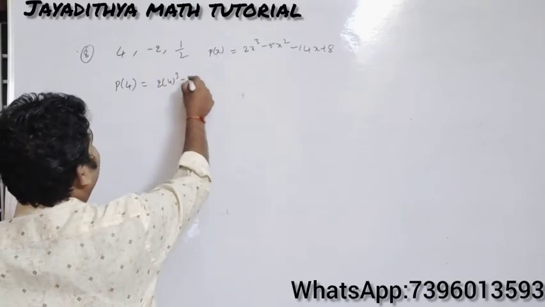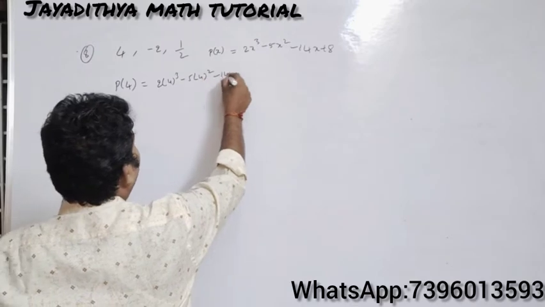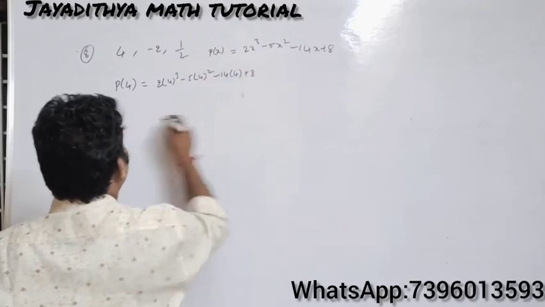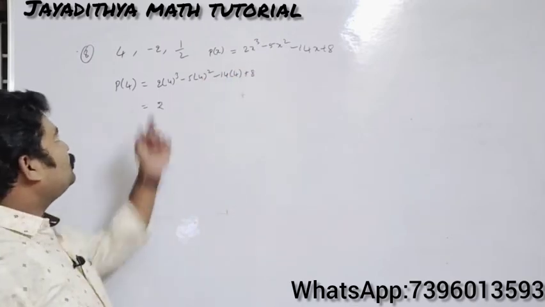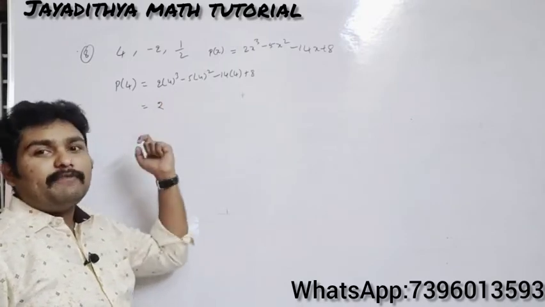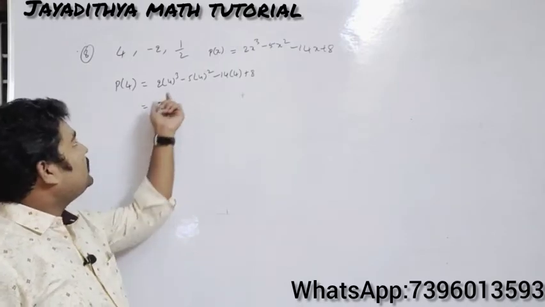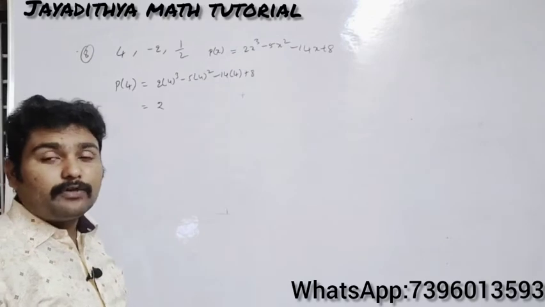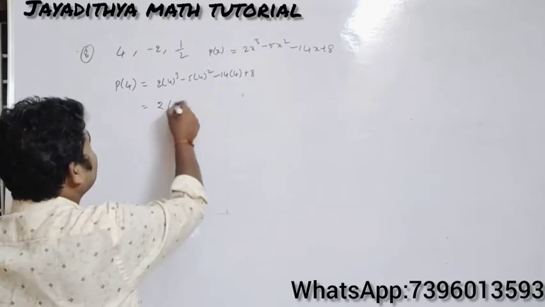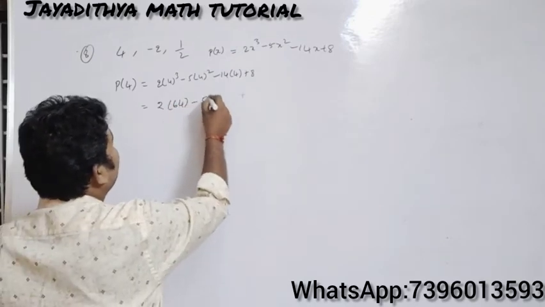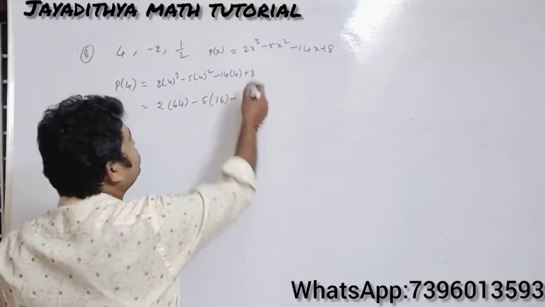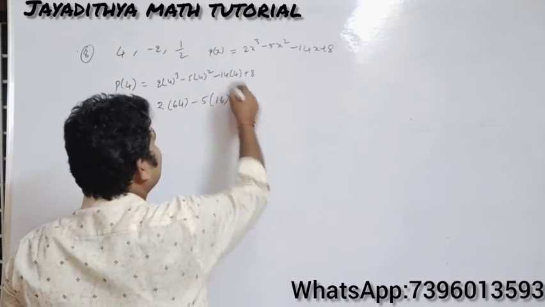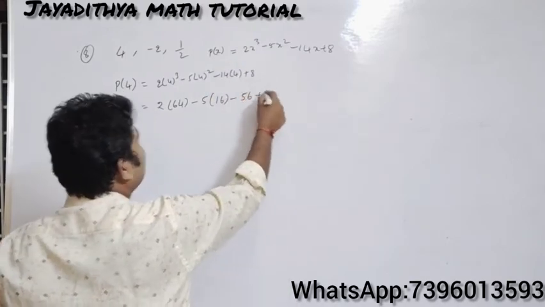2 into 4 cube minus 5 into 4 square minus 14 into 4 plus 8, which is equal to, first of all, don't multiply now. Whenever you have an exponent, first you do the exponential function, after that you multiply. 4 cube is how much? 4 4s are 16 and 16 4s are 64. So this is 2 into 64 minus 5 into 4 square is 16 minus 14 into 4. 4 4s are 16 and carry is 1. So this will be 56 plus 8.